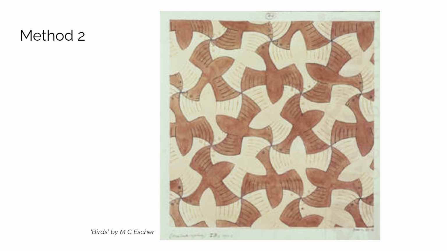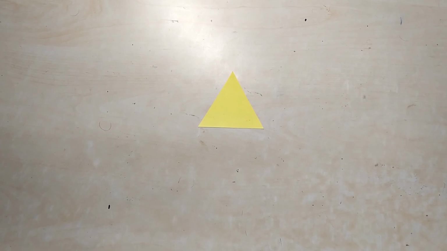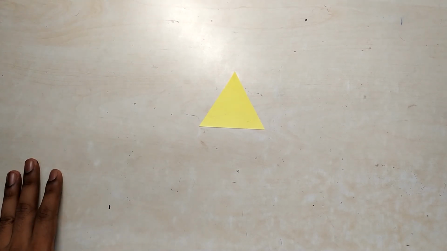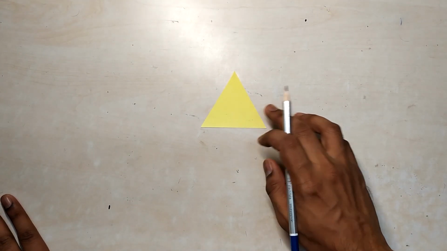Method 2. In this drawing, you might notice that the pattern is different from the last tessellation. The building block of this tessellation is a triangle, that's the only difference. Note that any triangle can tessellate. In this case, start with an equilateral triangle. Anything you cut from one of the top sides, you add to the other.